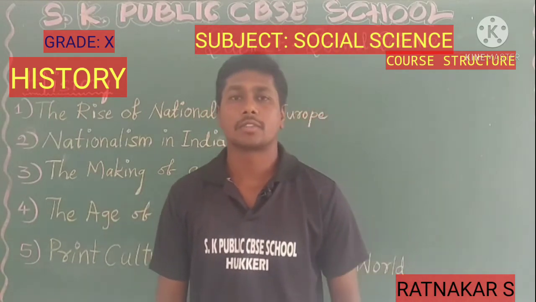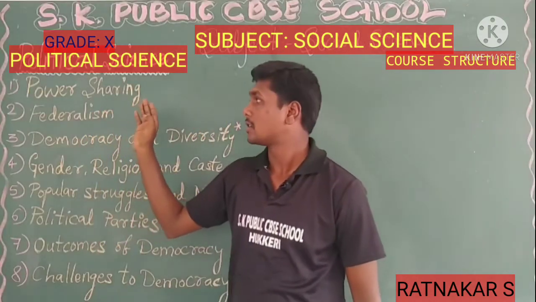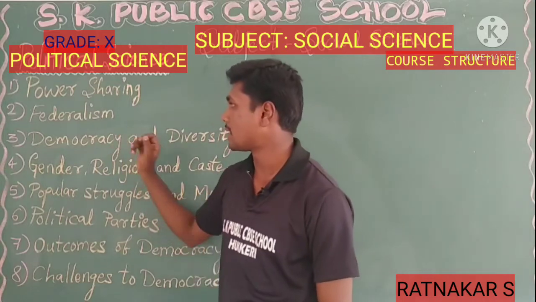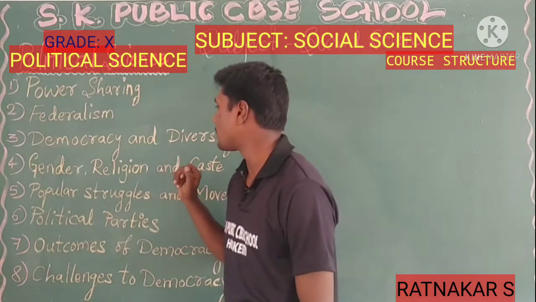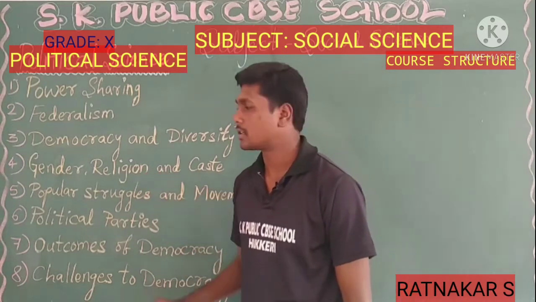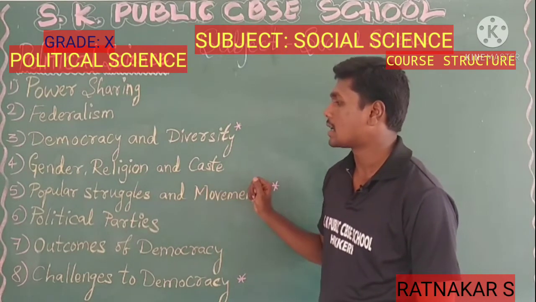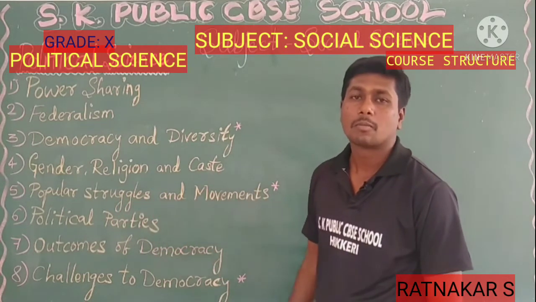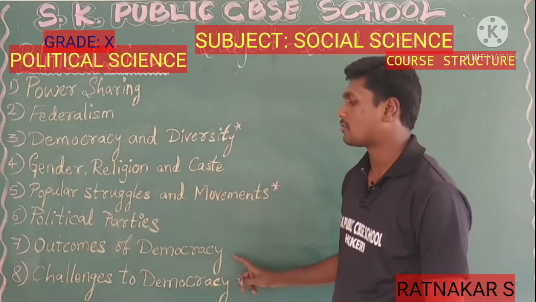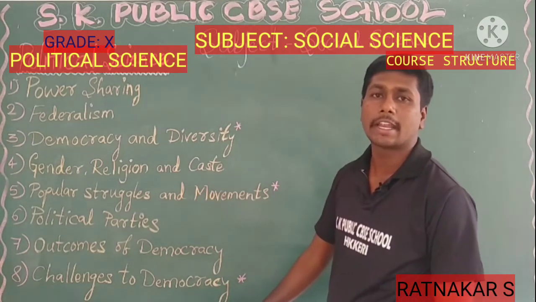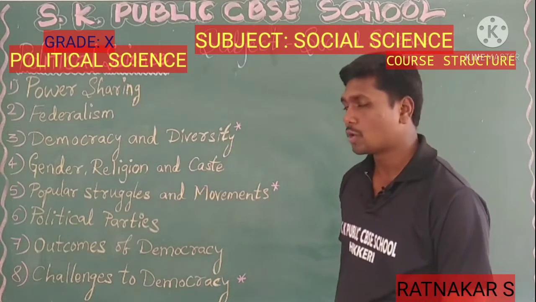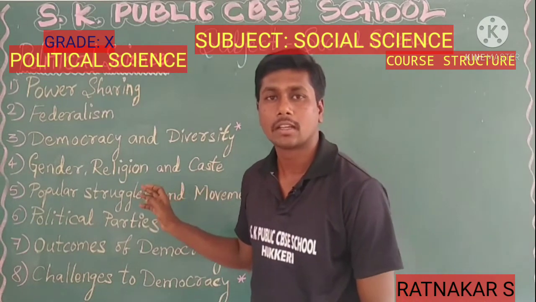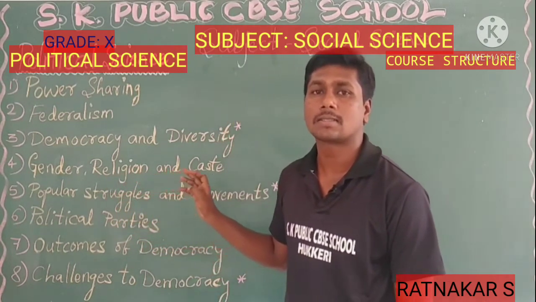Coming to political science, there are 8 lessons. First is power sharing, second is federalism, third is democracy and diversity. Fourth is gender, religion and caste. Fifth is popular struggles and movements. Sixth is political parties, and seventh is outcomes of democracy. And eighth is challenges to democracy. These are the 8 lessons to be learned by all the students of class 10.